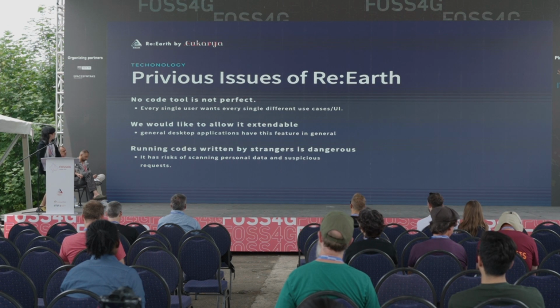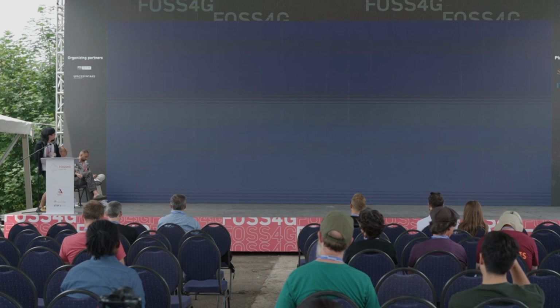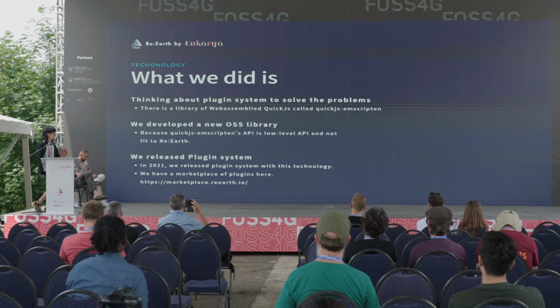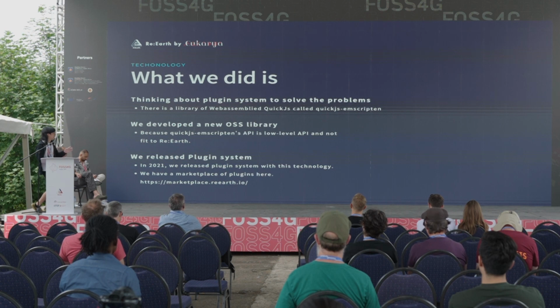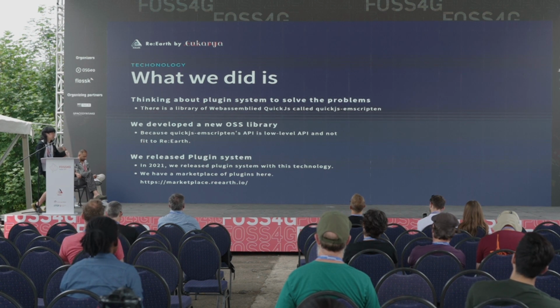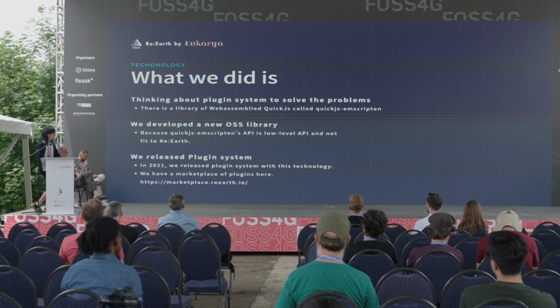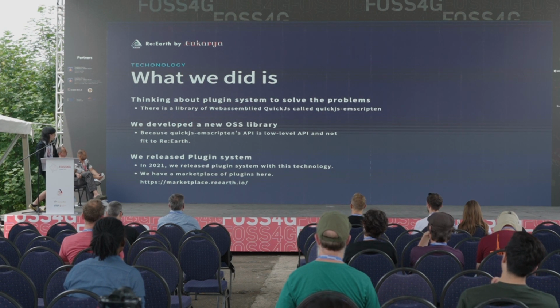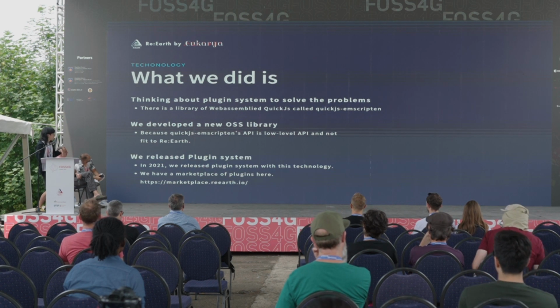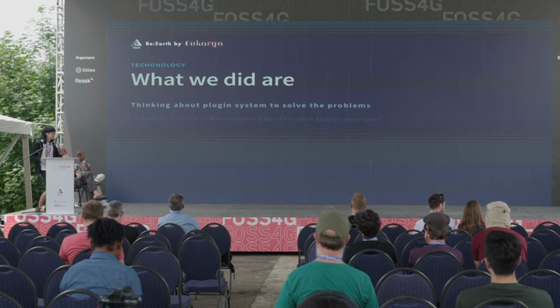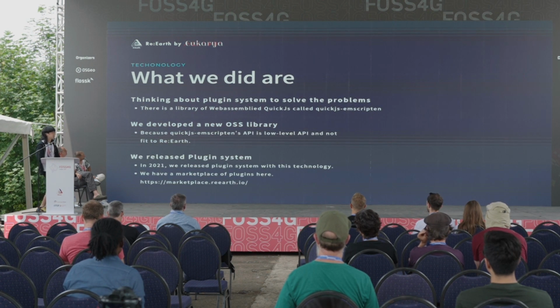So what we did is think about our plugin system, and there is a library called QuickJS Emscripten. It's a WebAssembly library that allows you to use WebAssembly on web browsers. But it's a low-level API. It's not for us. So that's why we made our own open source library, called QuickJS Encryption Sync. We use it for the plugin system, and we released the plugin system in 2021. So now you can see plugins on the plugin marketplace or on RIOS.